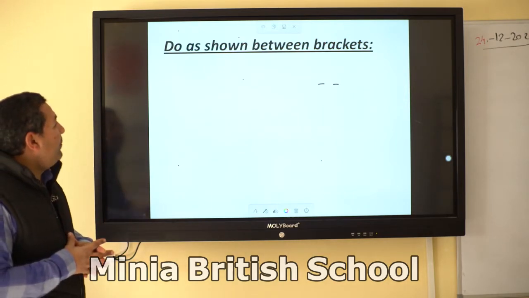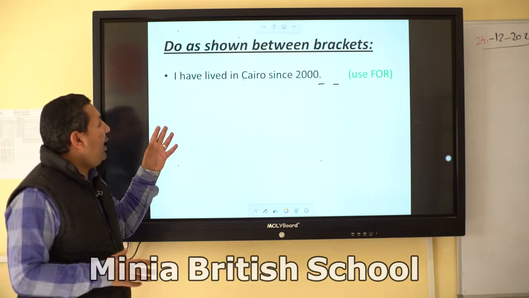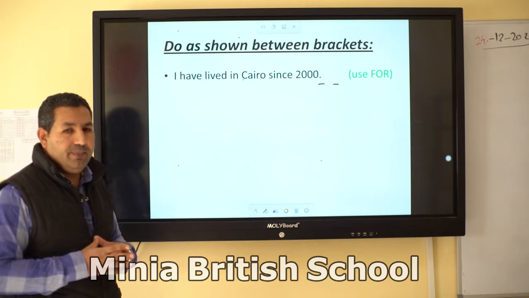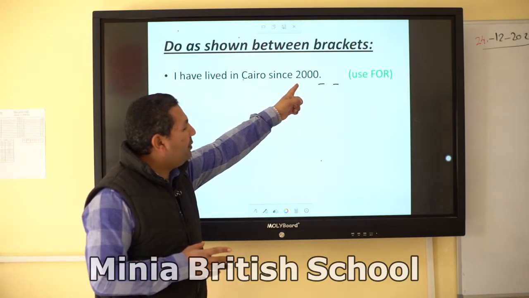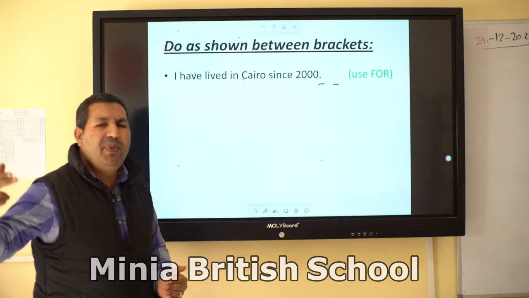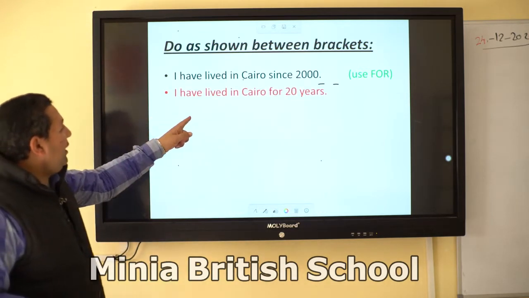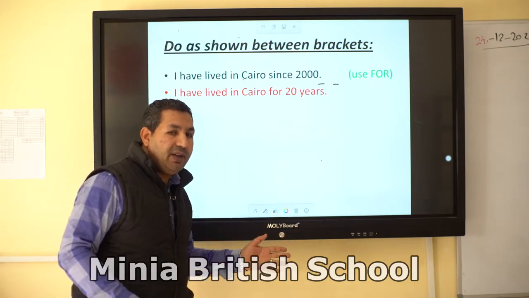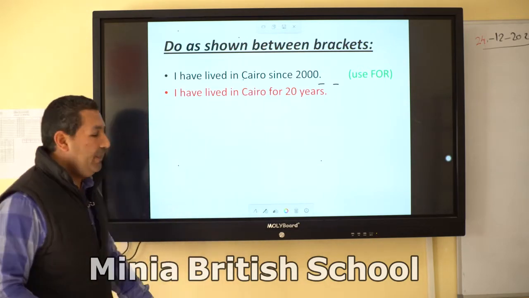Another kind of question. Do as shown between brackets. Number one, I have lived in Cairo since 2000. Use for. Since shows the starting point of the verb, it's in 2000. And from 2000 until now, how many years have passed? That's right. Let's check our answer. I have lived in Cairo for 20 years. From 2000 until 2020. That's good.